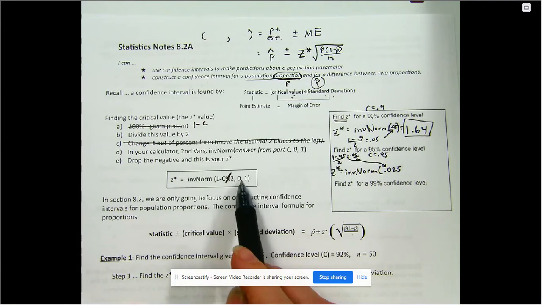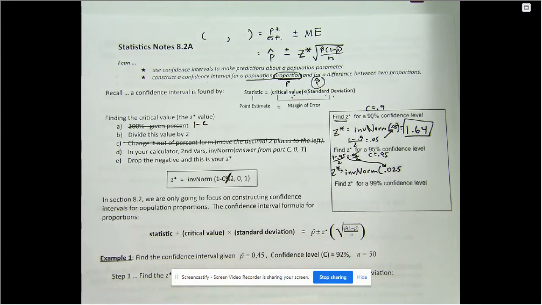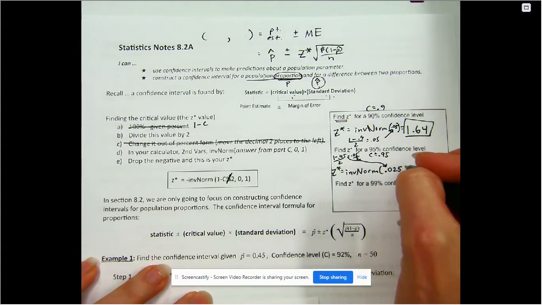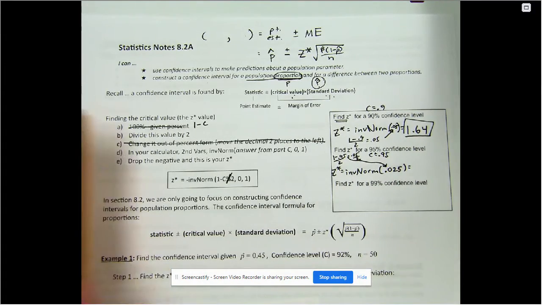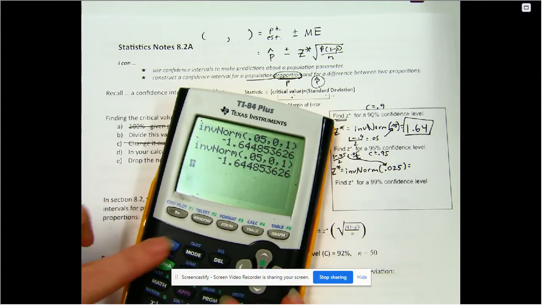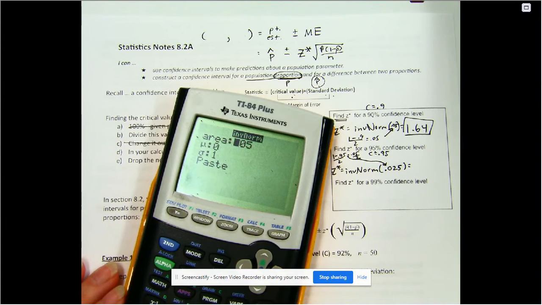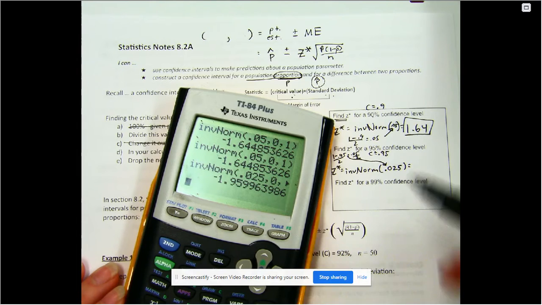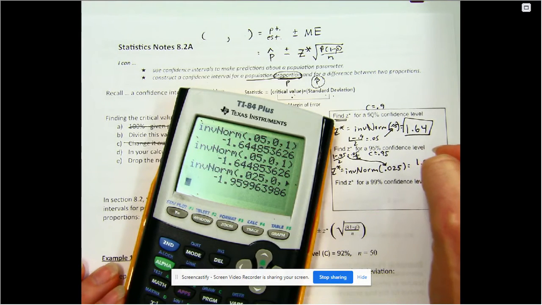Again, you don't actually even have to enter in that 0 and 1. Your calculator will assume that. It doesn't hurt anything, but it's going to assume that your mean and standard deviation are 0 and 1. So now I take out my calculator. I'm going to go second vars, inverse norm, and I'm going to type in 0.025, which is 1.96.